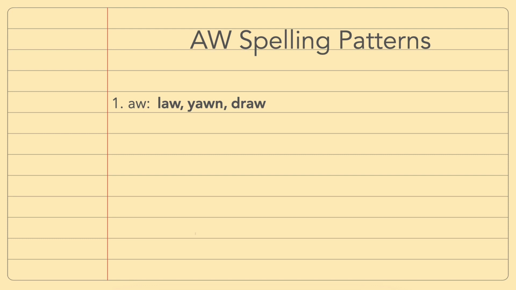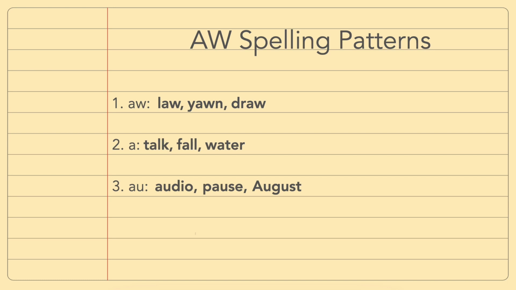The second spelling pattern is the letter a. Words with this pattern include talk, fall, and water. The third spelling pattern is AU. Words with this pattern include audio, pause, and August.